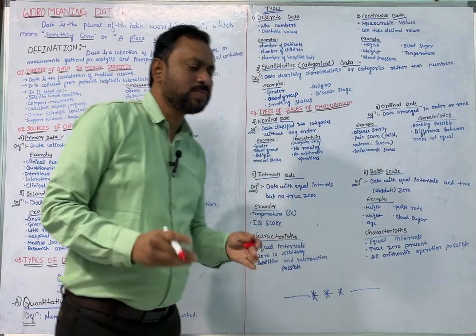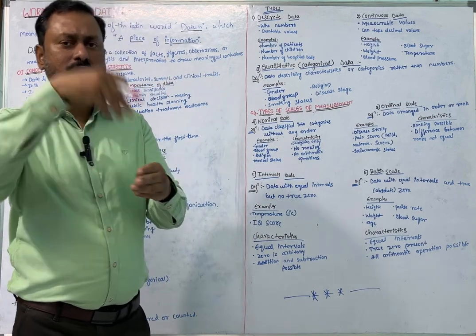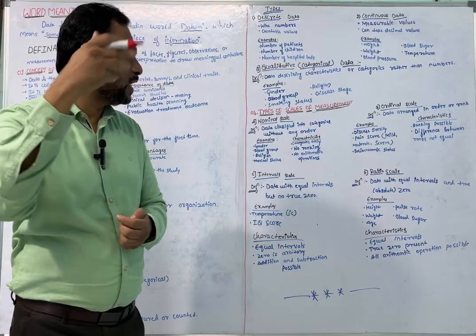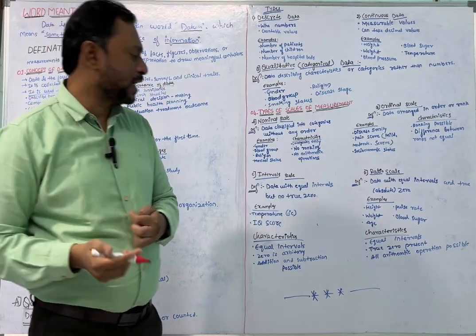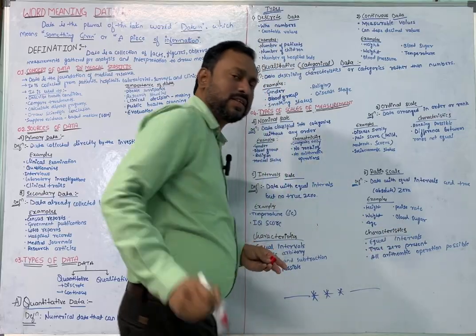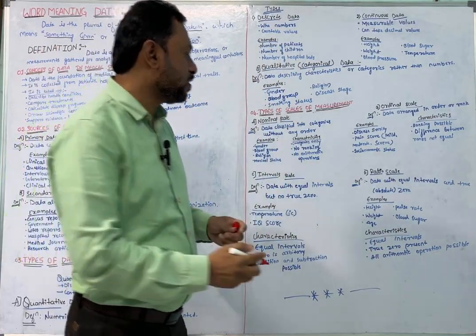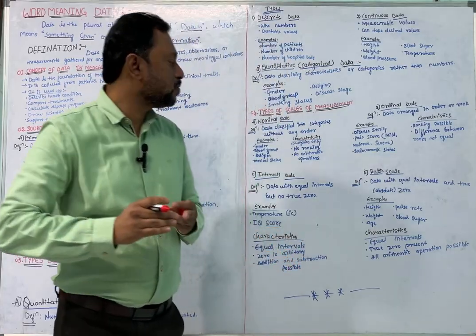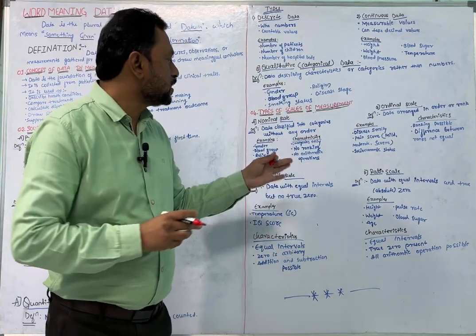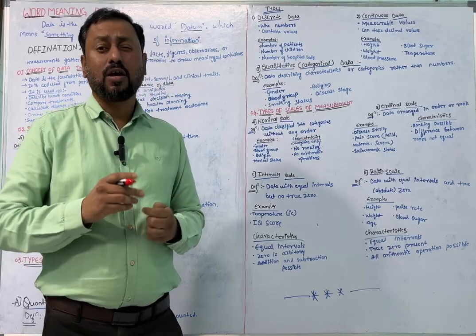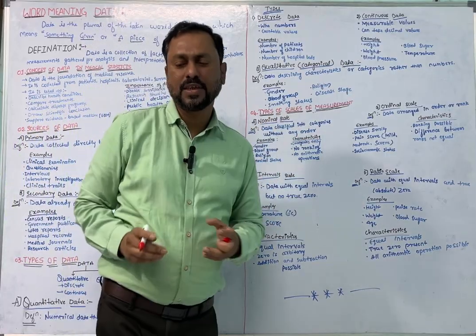Ratio scale means, for example, before there were 2 patients, after some time 2 more came, so 4, which is double. Like that we collect data in ratio scales. The characteristics are equal intervals and a true zero present, and all arithmetic operations are possible in the ratio scale. This is about the types of scales of measurement.